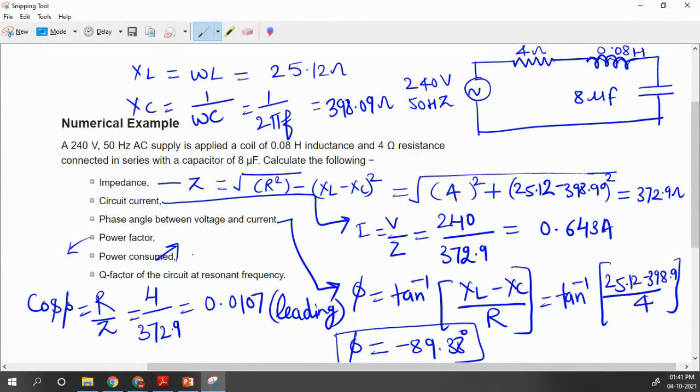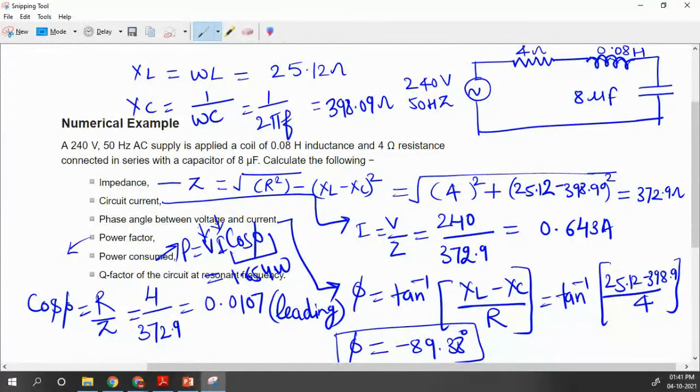Then you have to calculate the power. So what is the formula for power? P is equal to V into I into cos of phi. We already calculated cos of phi. We know the input voltage, we know the current. You will put the values right here, and you can see the power consumed is 1.654 watt.